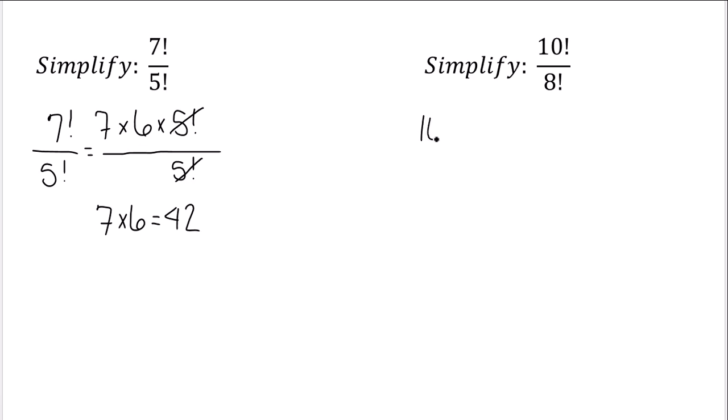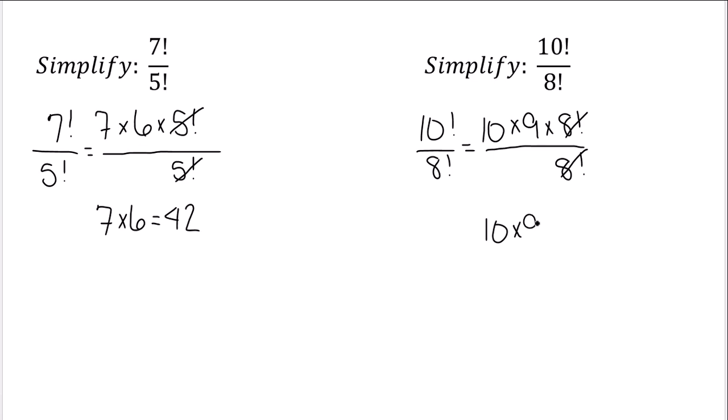We have 10 factorial over 8 factorial. Do not reduce these. This is not 10 over 8 as a fraction. It's 10 factorial over 8 factorial. 10 factorial is 10 times 9 times 8 factorial, right? Because that's 8 times 7 times 6 times 5 and so on, over 8 factorial. Well, 8 factorial over 8 factorial, that cancels, which leaves us with 10 times 9, which is 90. Yes, it's that easy. Let's look at a couple more.